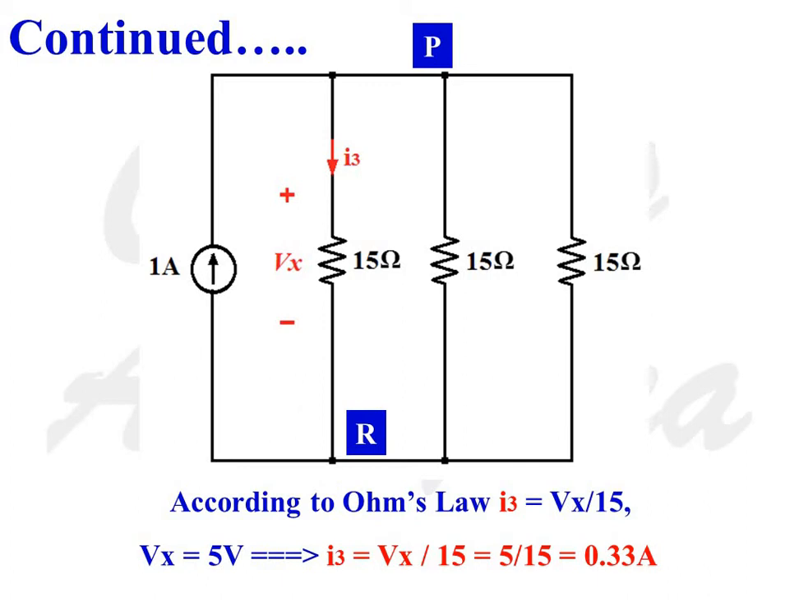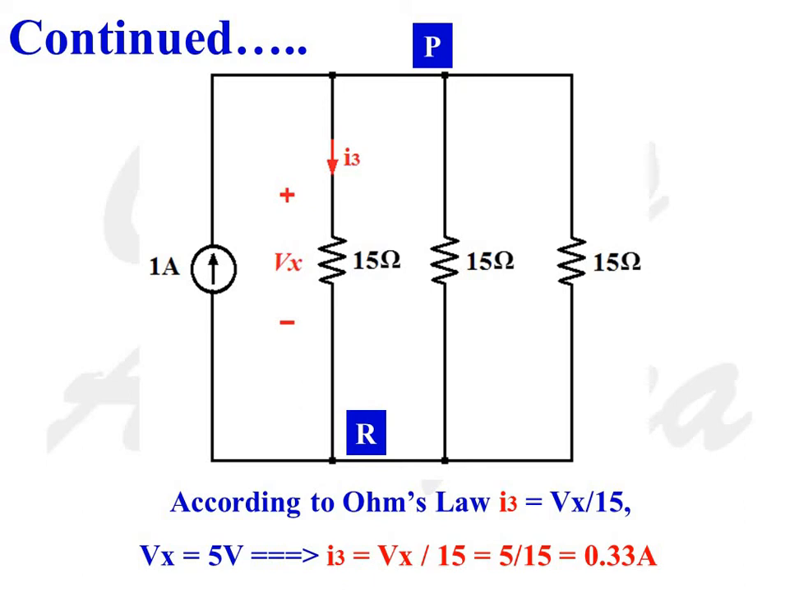Again, application of Ohm's law. I3 is equal to Vx divided by 15. So Vx is equal to 5 volt. That means I3 is equal to 5 divided by 15. That means I3 is equal to 0.33 ampere or 330 milliampere. So I3 is equal to 330 milliampere.